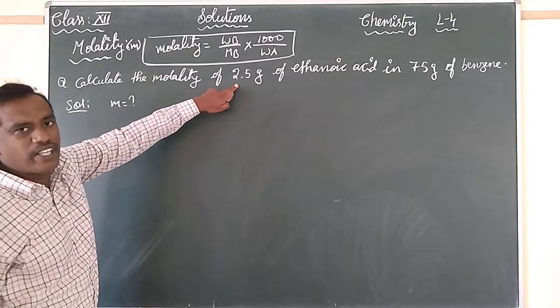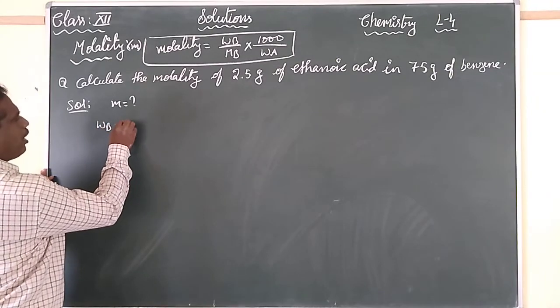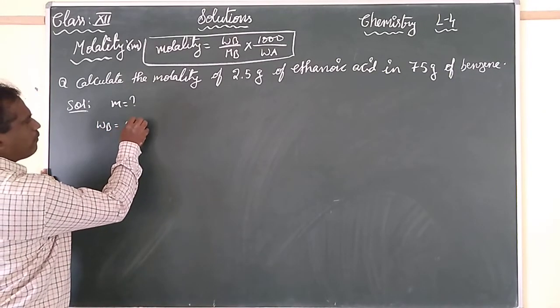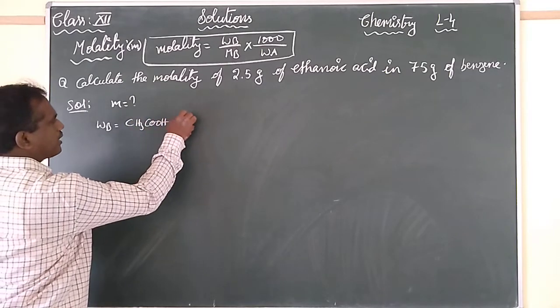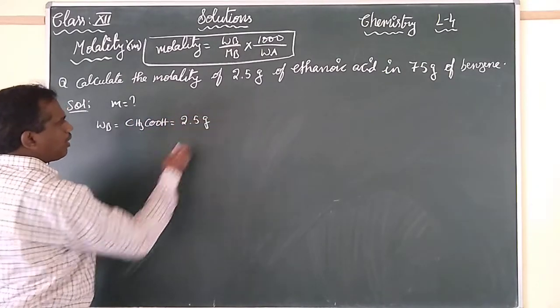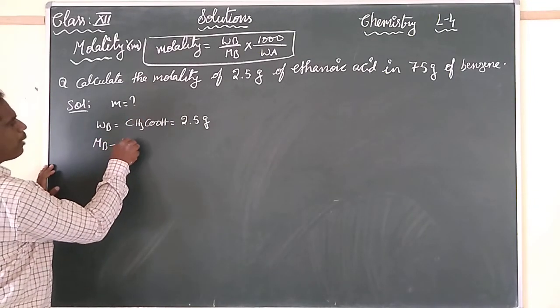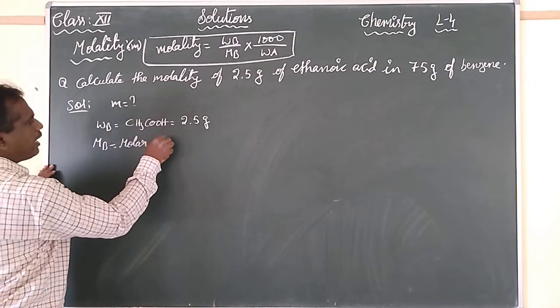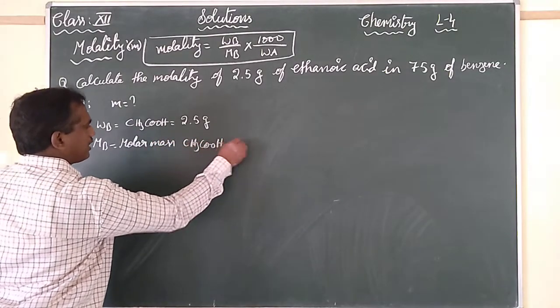What is this 2.5 grams? Given mass WB of ethanoic acid. What is the formula of ethanoic acid? CH3COOH. How much is it? 2.5 grams. Then MB, the molar mass of ethanoic acid.